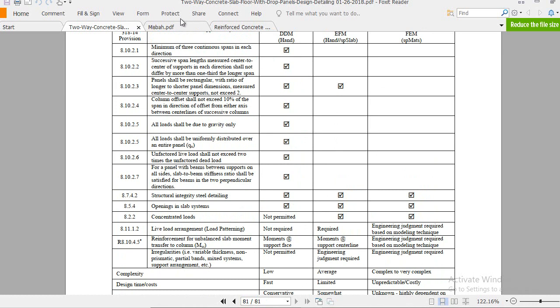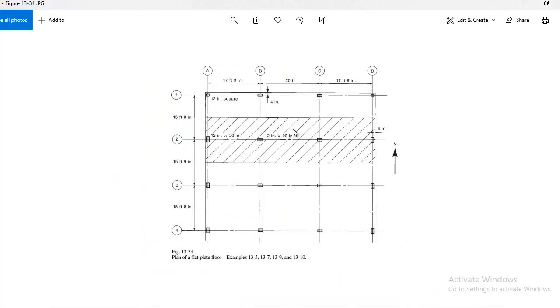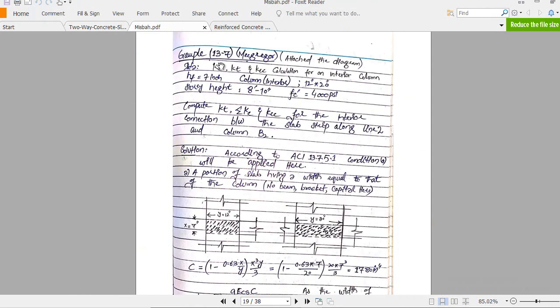Clear? Now we will start our example right now. So this is the example. You see that we have two columns. This is a 12 by 20 column and this is a 12 by 20 column. I already did this example in my lecture number 2. If you visit that lecture number 2, you see this example I already shared with you people.